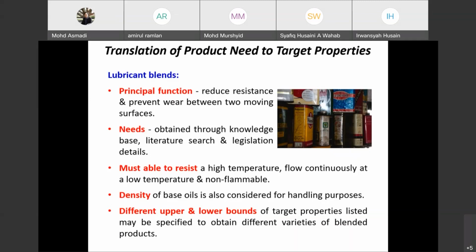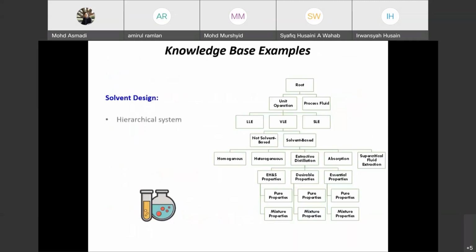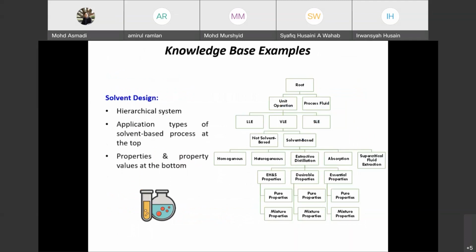Okay. Selalunya kalau awak tengok kat sini kan, for the solvent base. Okay, solvent base should be on the top. Kalau tengok kat sini root dia unit operation process fluid kan, LLE, VLE and SLE. Okay. LLE ni liquid extraction lah. VLE ni vapor liquid extraction. This one solid liquid extraction. Yang ni non-solvent base, solvent base. Kita divide lagi. Right? Homogeneous, heterogeneous. Ni the hierarchy lah.